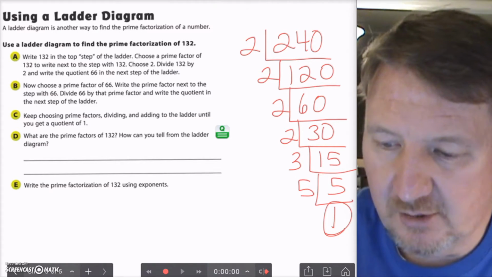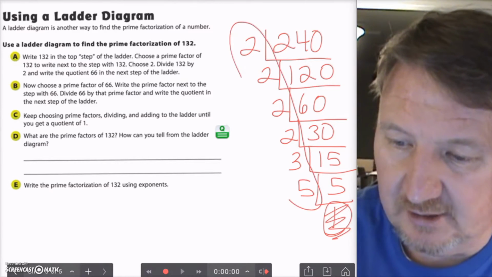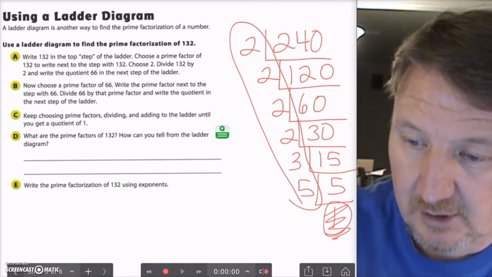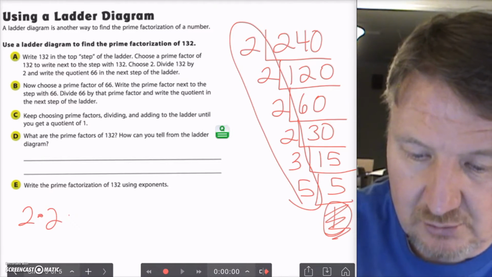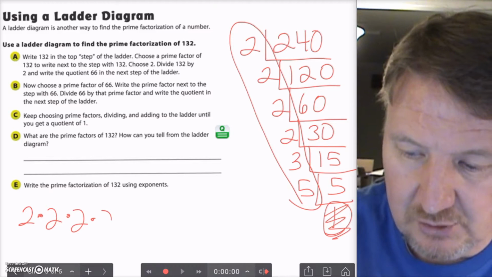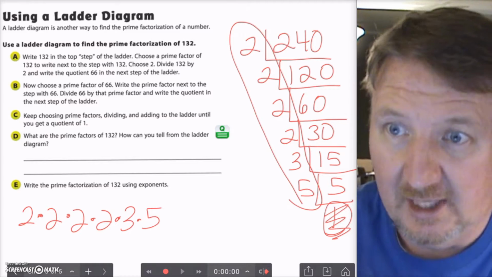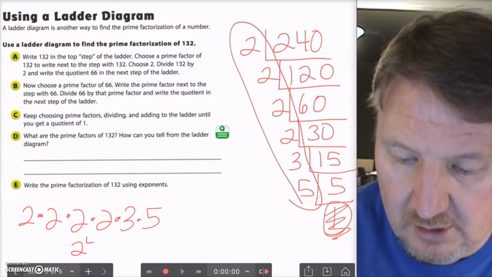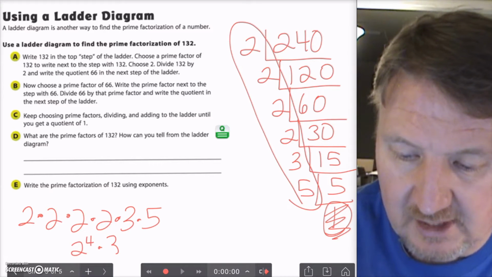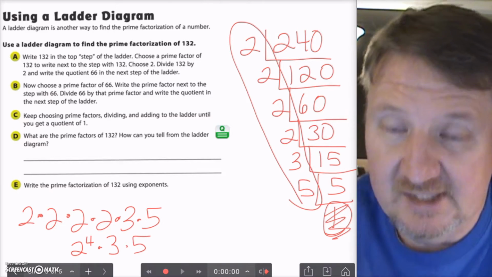And this 1 is not part of your prime factorization. These are your prime factors here. So you list them out. 1, 2, 3, 4. So I got 2 times 2 times 2 times 2 times 3 times 5. Now I just rewrite this using exponents. I got 4 2s, so I say 2 to the 4th power times 3 times 5. I mean, that's all there is to it.